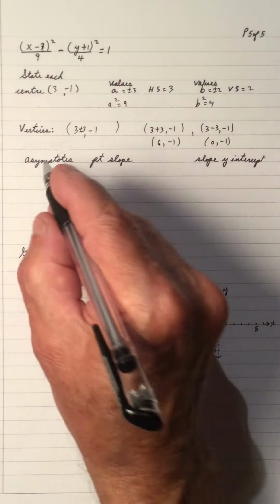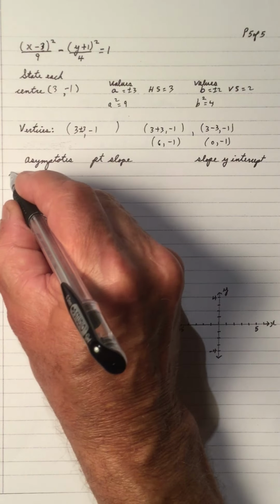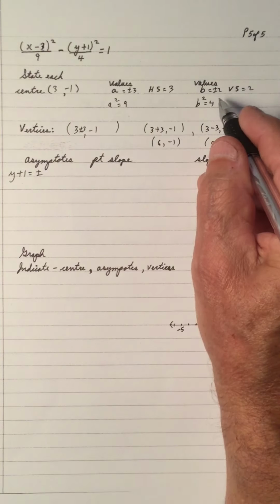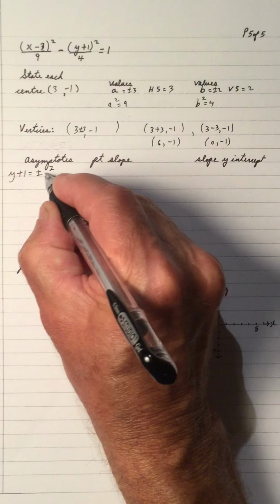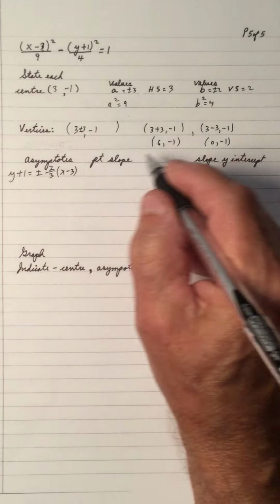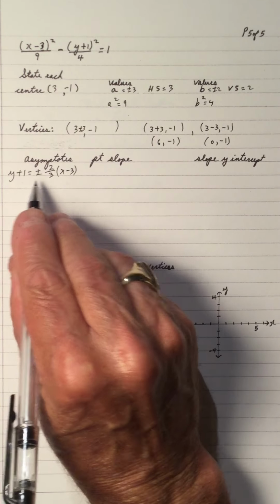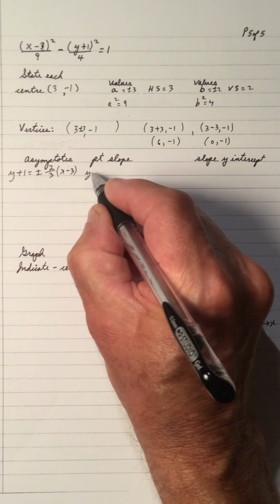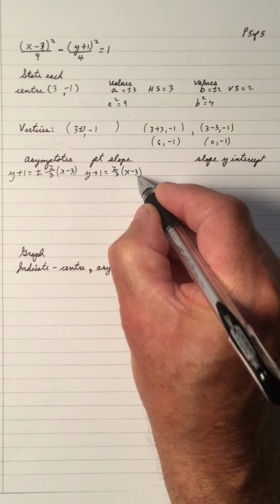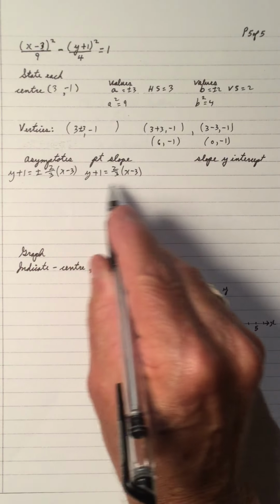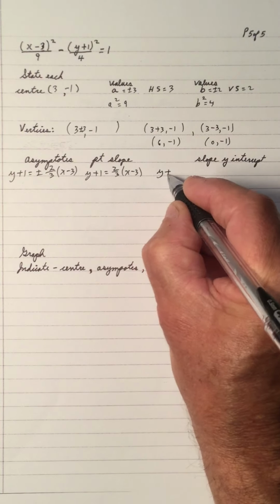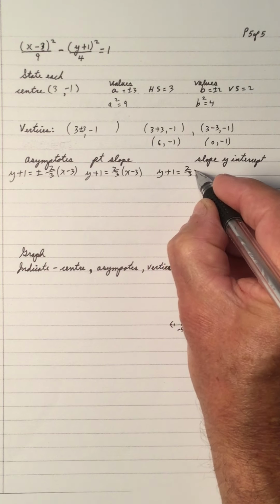And we have the asymptotes: y plus 1 equals plus or minus b over a, which is 2 over 3, times x minus 3. So this is the asymptotes with both of them there, but if we do one of them, we get y plus 1 equals 2/3 times x minus 3, and if we work this one out, we come to y plus 1 equals 2/3 times x.